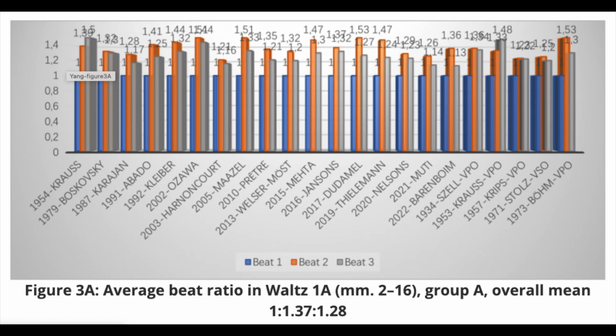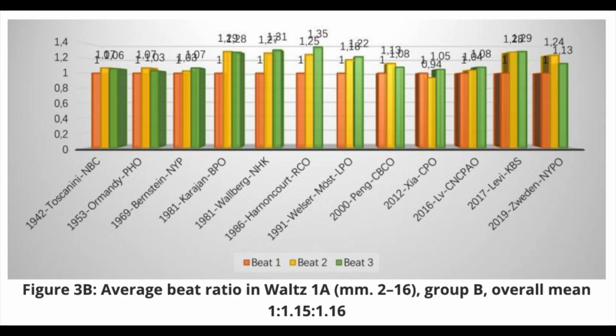In each cluster of 3 columns, the blue left bar is the length of the first beat divided by the length of the first beat, so it's always 1. The orange middle bar is the length of the second beat divided by the first. The grey right bar is the third beat divided by the first. Then there's this diagram for 12 non-Viennese orchestras. The colouring is different, but the meaning of the bars is the same.